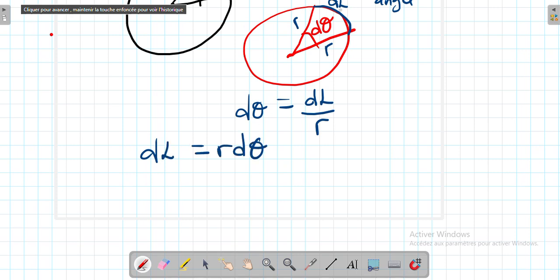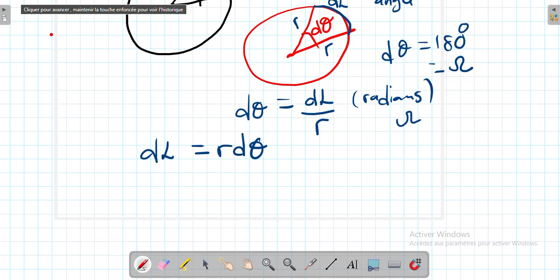Very simple. When you want to know dl, you just multiply the radius by the angle, to get the arc length in radians. I won't go deep into radians. It's not in degrees. If theta is equal to 180 degrees, in place of saying 180 degrees, you say it's equal to pi. Except in specified cases, all angles are in radians. Instead of saying 180, you say pi.